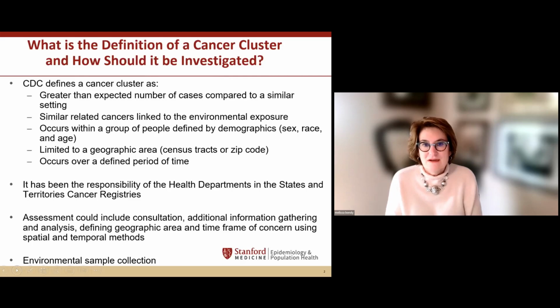First, I'd like to define how CDC considers a cancer cluster and how it should be investigated. Their definition is that you would expect greater numbers of cases compared to a similar setting, similar related cancers linked to the environmental exposure of what people are exposed to, that it occurs within a group of people defined by demographics such as sex, race, and age, and it's also limited to a geographic area such as a census tract or a zip code, and it occurs over a defined period of time.